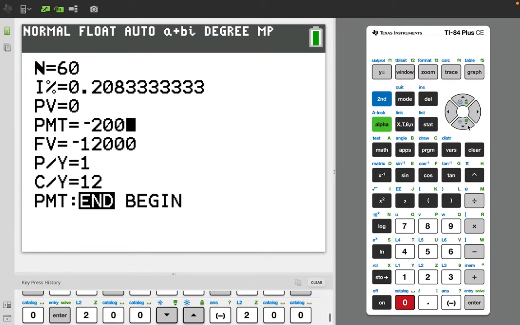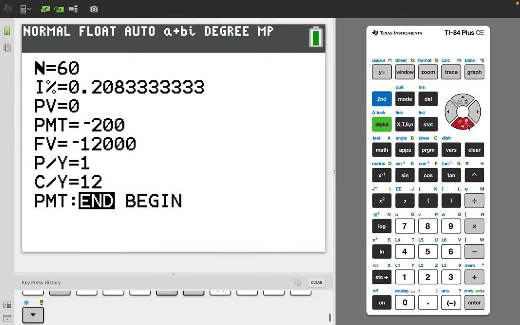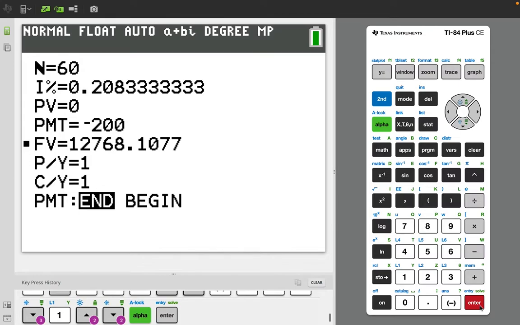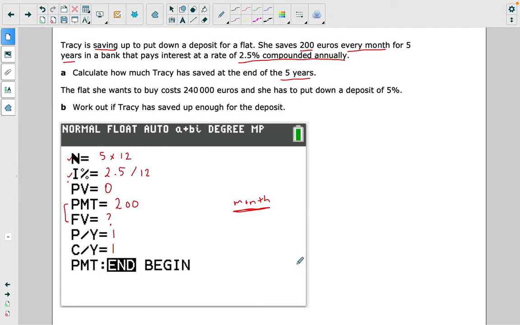I explained this in the compound interest video: because you're taking an amount out of your account, you put a negative number. This is going to stay as 1. And what we're trying to calculate is the future value. So we go alpha and then enter, and we get 12,768.11. So it will be 12,768, and that's going to be euros.